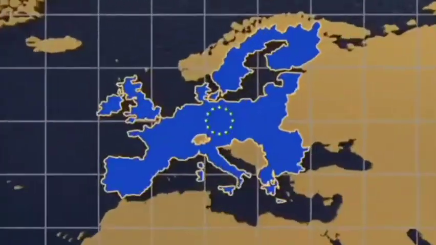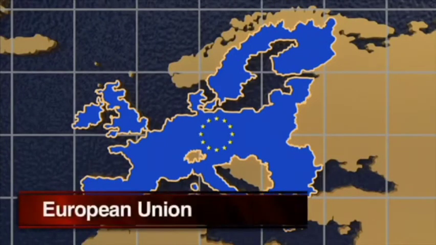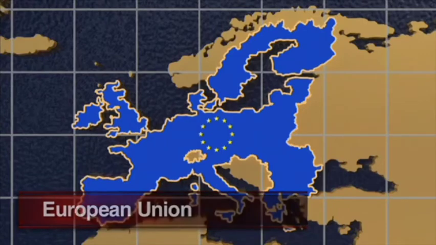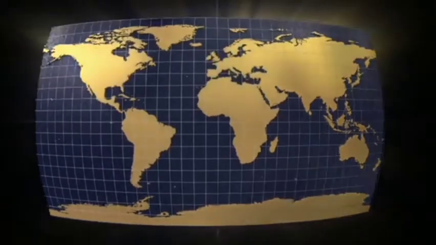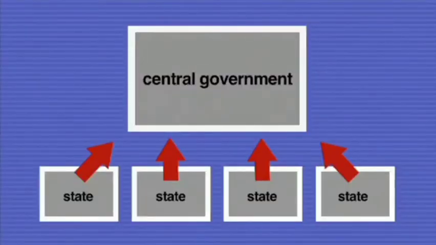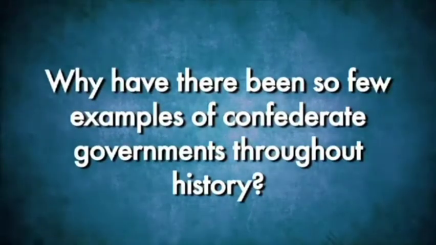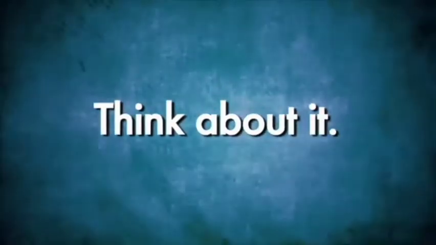Now you can see the picture of the European Union. The European Union is an example of a confederal government. The European Union is made up of different nations that have come together under the same currency. They have a centralized structure. Now the nations within the European Union all have the power to make decisions. Now that you better understand how a confederal government shares power, think about this. Why have there been so few examples of confederal government throughout history? Think about it.